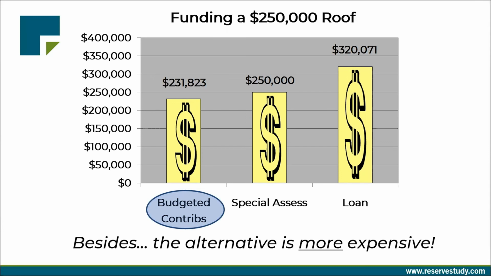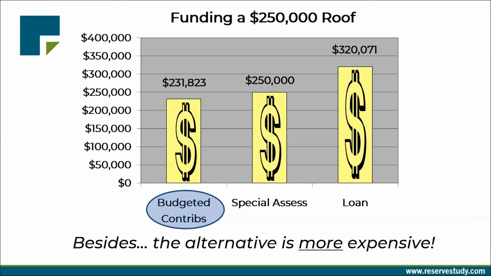A $250,000 special assessment should cover a $250,000 roof. But at current rates, it will take about $320,000 from the owners to pay back a $250,000 loan. And like we said plenty of times before in this webinar, delaying usually gets expensive. Right. So budgeted contributions are going to cost the owners either less than a special assessment or a loan. I get that. That makes sense.